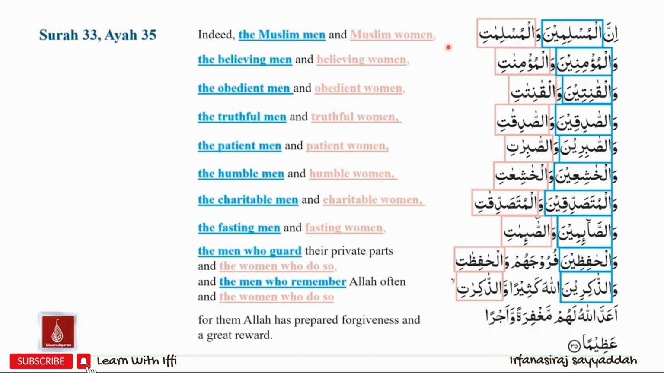On the same pattern as al-Muslimati, we have al-Mu'minati, which means the believing women, al-Qanitati, which means the obedient women, as-Sadiqati, which means the truthful women, as-Sabirati, which means the patient women, al-Khaishati, which means the humble women, al-Mutasaddiqati means the charitable women, as-Saimati, which means the fasting women, al-Hafizati, which means the women who guard their private parts, and az-Zakirati, which means the women who remember Allah.